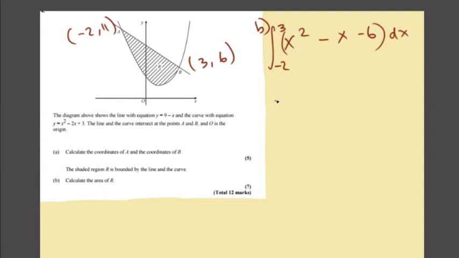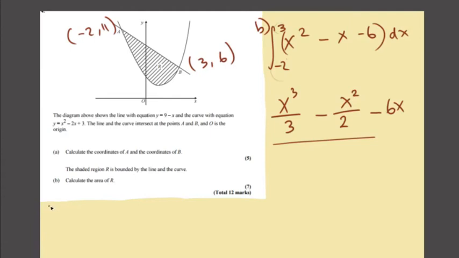By any means, feel free to stop the video and attempt this yourself and then come back and see what the answer is. So integrating this, we will get x to the power of 3 over 3, minus x to the power of 2 over 2, minus 6x. Okay, we've integrated this. Now just plug in b, which in this case is 3, then minus, plug in a, which is -2.